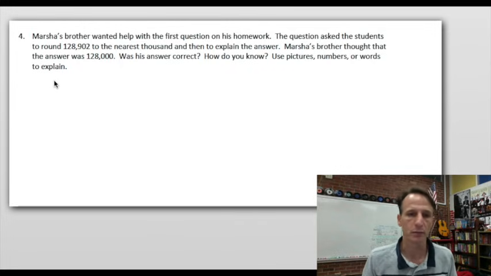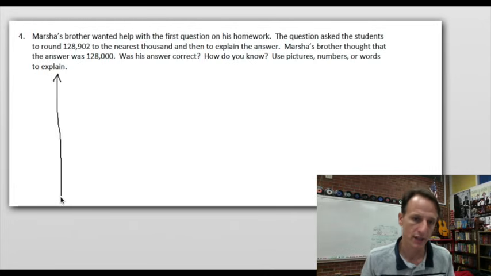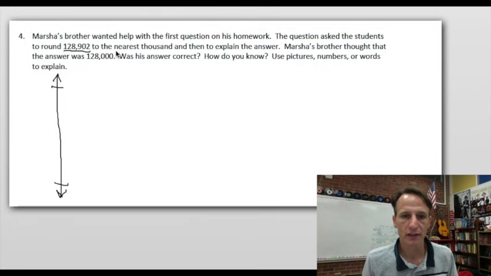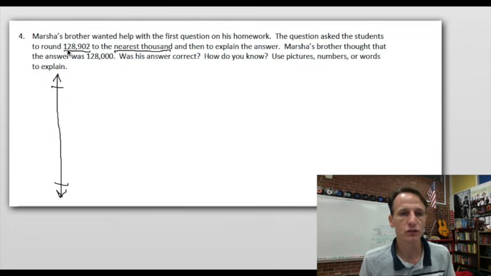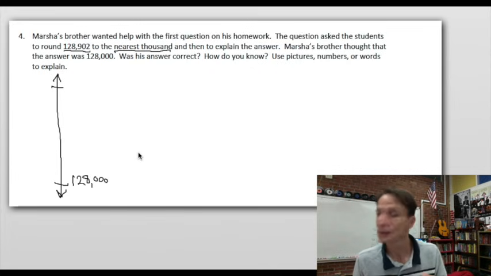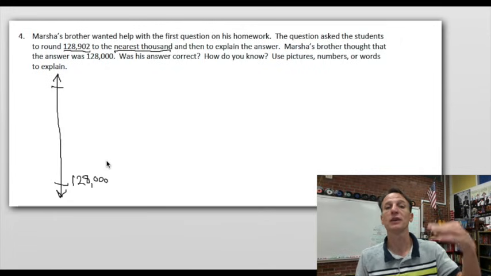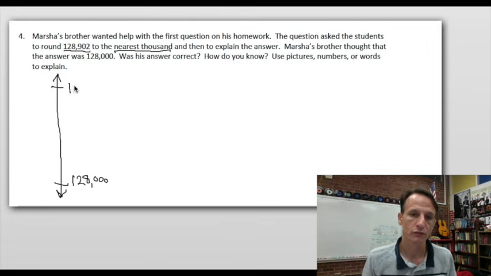Well, let's start with a picture. Let's continue as we've done on every example today and draw our vertical number line. Now we're rounding this number here, 128,902, and we're rounding it to the nearest thousand. How many thousands? There are 128 thousands. 128,000. What is, not 100,000, not 10,000, what is 1,000 more than 128 thousands? 128, 129. Very good.